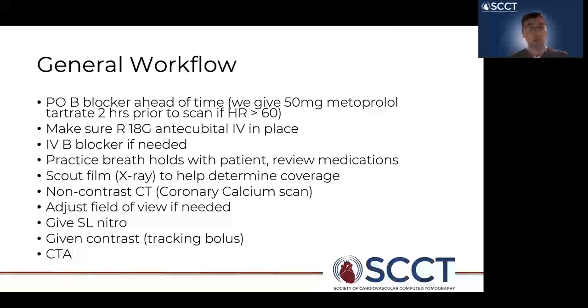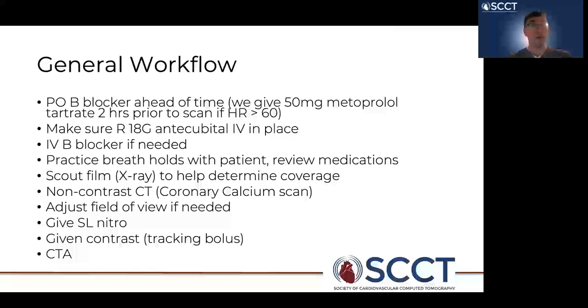Another key thing is to practice breath holds with the patient. The patient will be holding their breath during the scan at multiple points in time. And you want to have them try to do it in a similar fashion, and not take a huge breath one time and a small breath another time, because that could result in stitch artifact if you're doing different slices, or it can result in respiratory motion if the patient doesn't know to hold their breath for long enough.